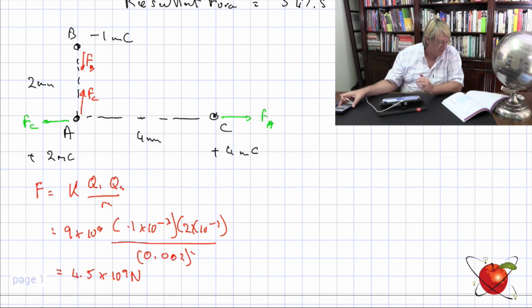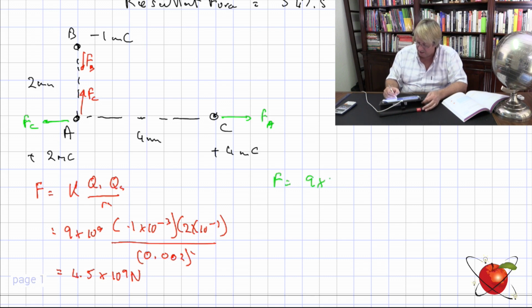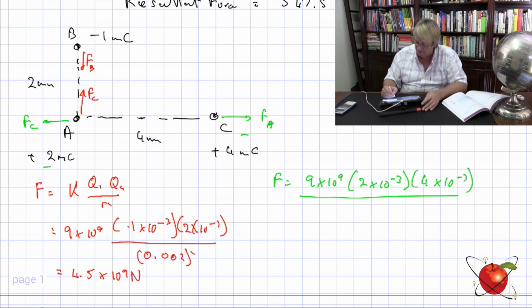Then we say, right, what is the next one? What is our green force here? F is going to be equal to 9 times 10 to the 9, multiplied by 2 times 10 to the minus 3, which is this charge, multiplied by this one, 4 times 10 to the minus 3, all over the distance, this is 4 millimeters, so it's 4 times 10 to the minus 3, isn't it? Right. And if we calculate that, we get a force of 4.5 times 10 to the 9.